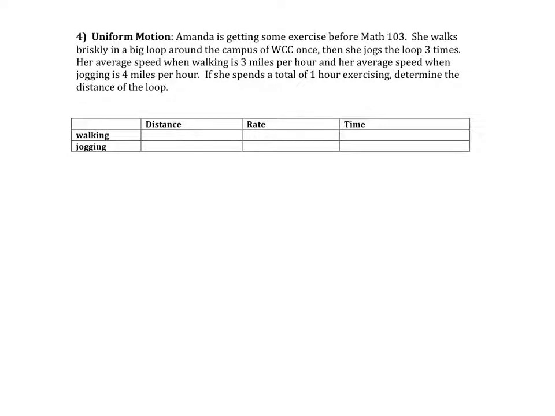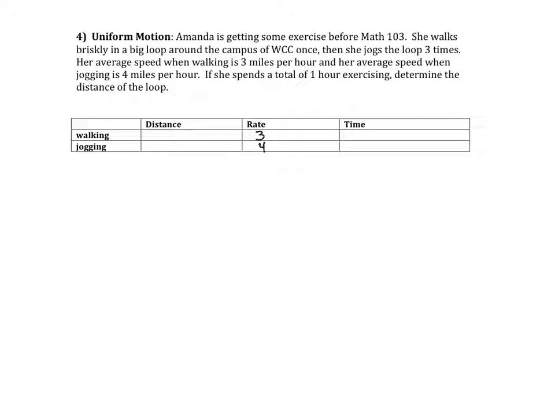In this video, I'm going to do two applications involving motion and then one involving ratios. So in the first one, I am getting some exercise. I'm walking briskly around the campus, and then I jog 3 times around the loop. So let's say that my walk is fairly brisk, and that is 3 miles an hour, and unfortunately my jog is not very brisk. It's kind of a slow 4 miles per hour.